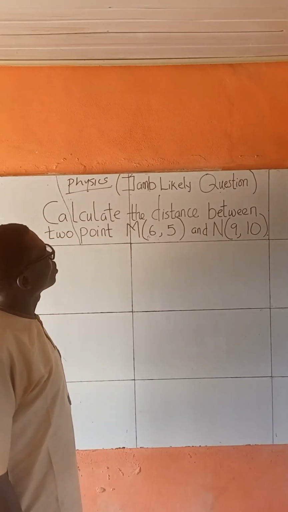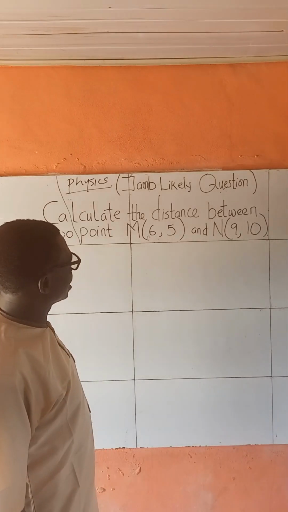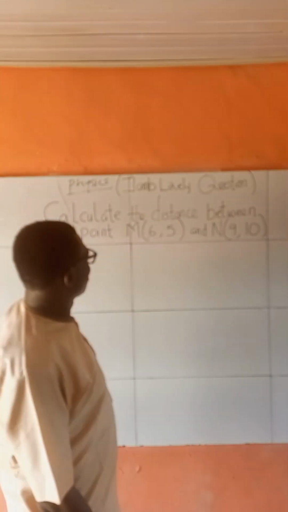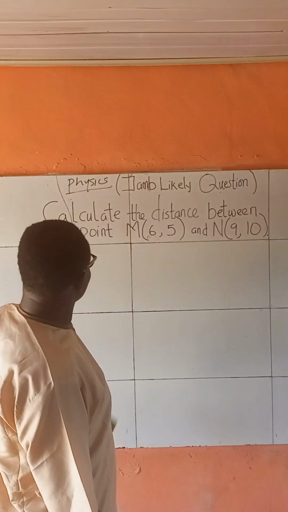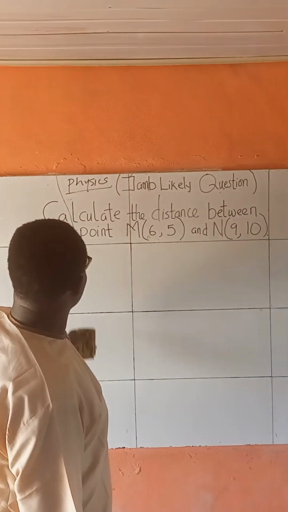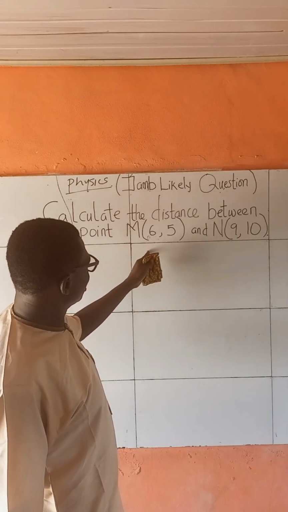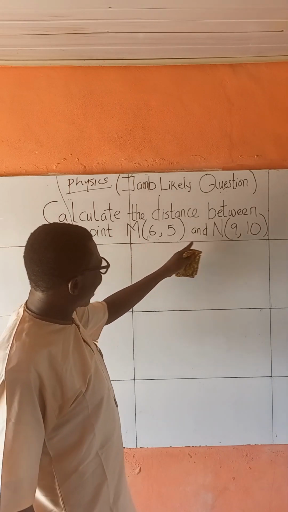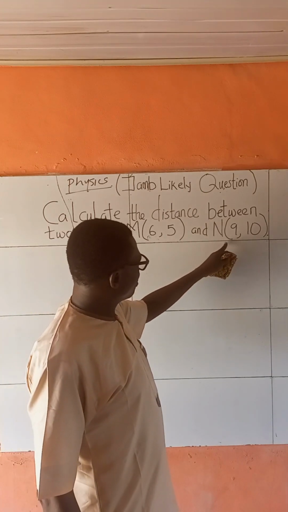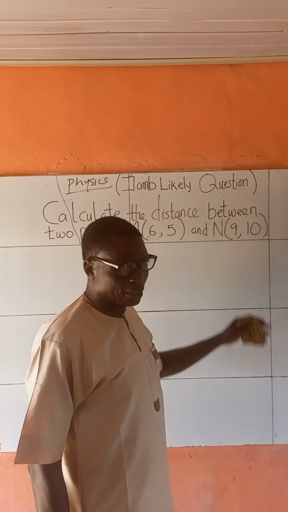Now, we want to look at some likely questions in JAMB on displacements between 2 points. Let's look at the question here. Calculate the distance between 2 points M (6, 5) and N (9, 10).